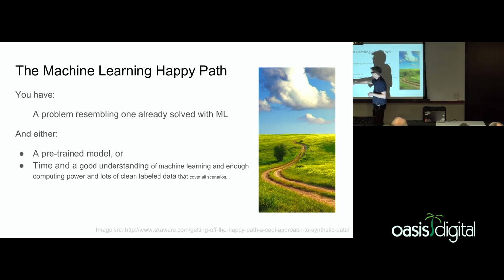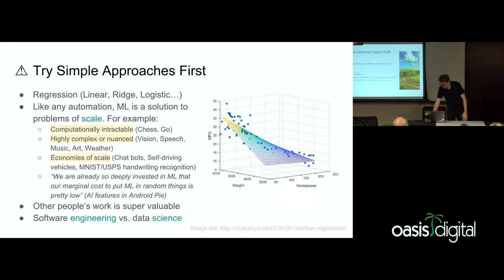If you don't have this, then you're going to need time, a good understanding of machine learning, enough compute power, and lots of clean labeled data that covers all scenarios. So you have to check a lot of boxes. The more things you need to do that don't match what's off the shelf, and that's true of anything in software development, but I think it's an order of magnitude more in machine learning. The more different your data or situation is from how the off-the-shelf things work, the more it multiplies the amount of effort you have to do. Again, not to be discouraging, just to be realistic.